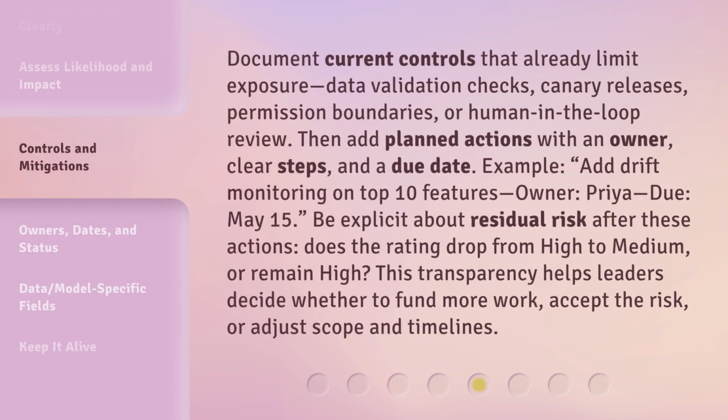Document current controls that already limit exposure: data validation checks, canary releases, permission boundaries, or human-in-the-loop review. Then add planned actions with an owner, clear steps, and a due date. Example: add drift monitoring on top 10 features. Owner Pria, due May 15th.